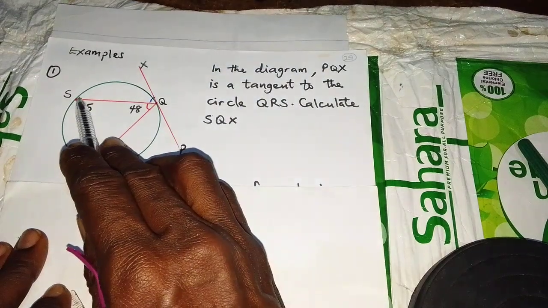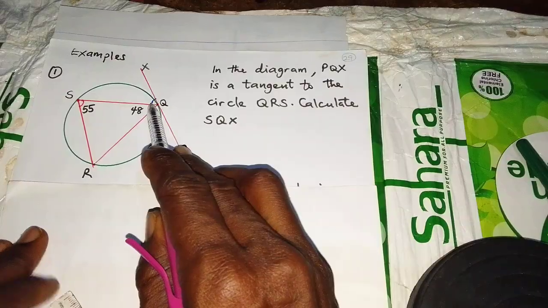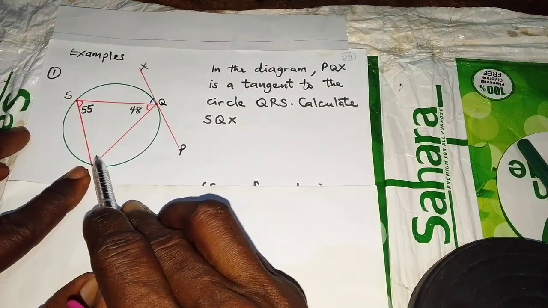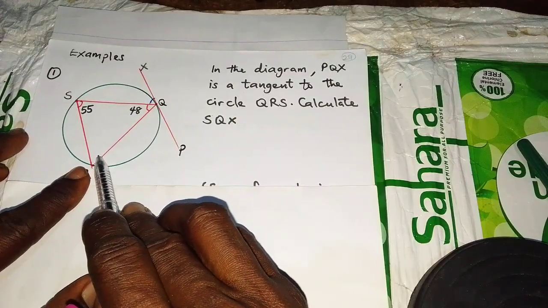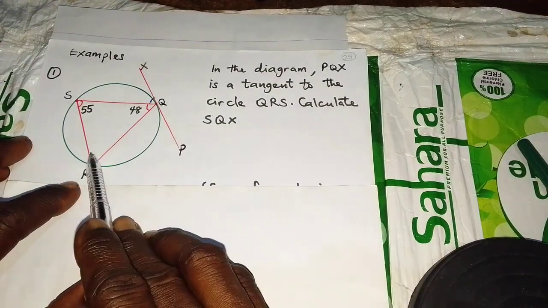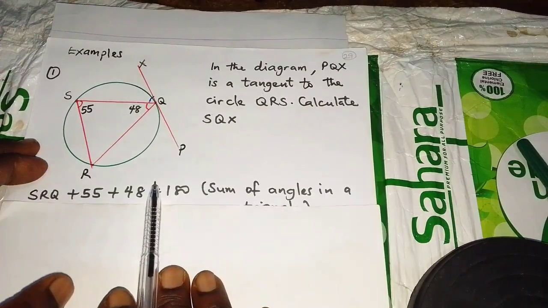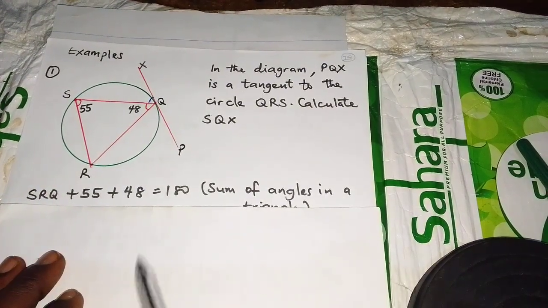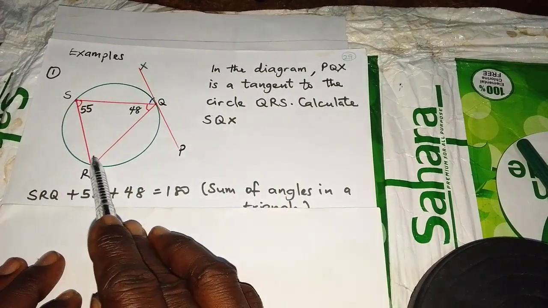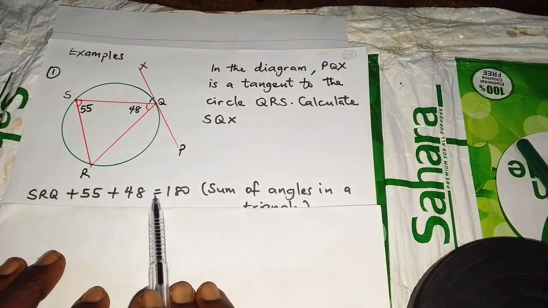Normally you realize that since you are talking of this chord and the tangent here, the angle between them should be equal to the angle this chord makes with the circumference. So it should be equal to this one. Though we are not told to look for this one, you can use the sum of angles in a triangle to get this third angle. 55 plus 48 plus this angle should be equal to 180. So SRQ, this angle, plus 55 plus 48 should be equal to 180.